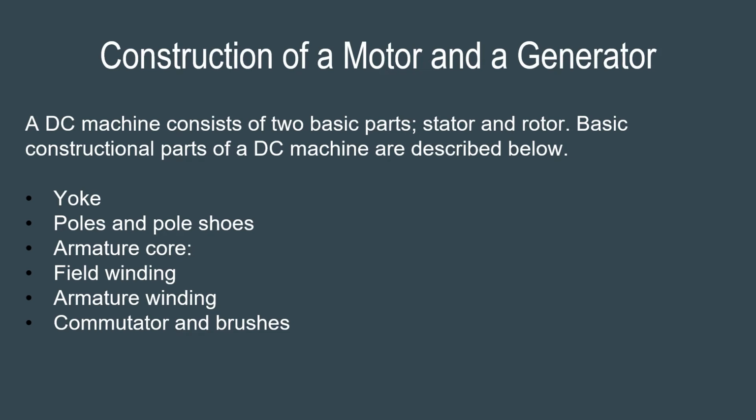Construction of a motor. A DC machine consists of two basic parts, stator and rotor, and the various other parts are yokes, poles and pole shoes, field winding, armature winding, commutator, and brushes.